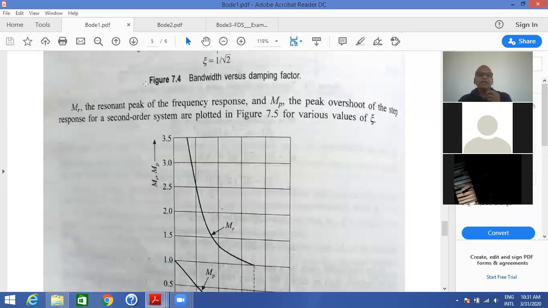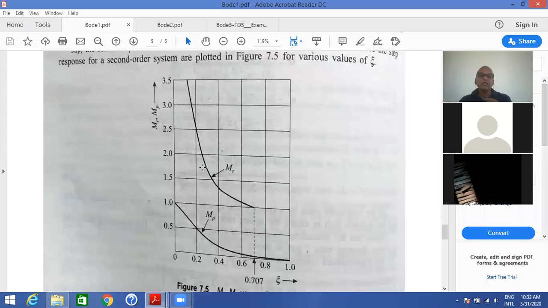Then Mr, that is the resonant peak. You know, this Mr is nothing but the maximum peak at the resonant frequency. Mr, the resonant peak of the frequency response. Mp is the peak overshoot, that is the maximum peak reached at t equal to Tp, known as the Mp, the peak overshoot of the step response for a second order system.